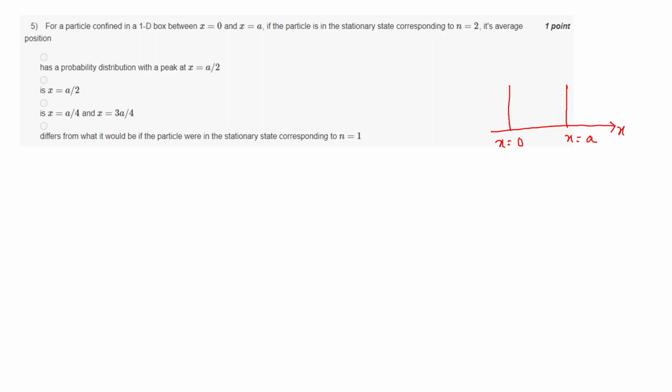Okay, let me write myself. (2/a)^(1/2) sin(nπx/a) e^(-iEnt/ħ). This is the wave function for a particle in a box, right? Now, to know the value of average x, it is the integration from 0 to a.